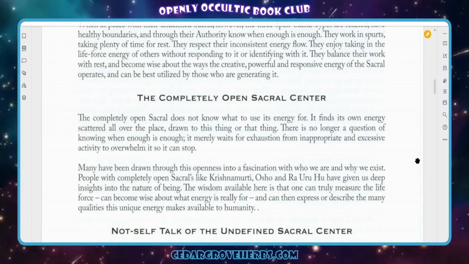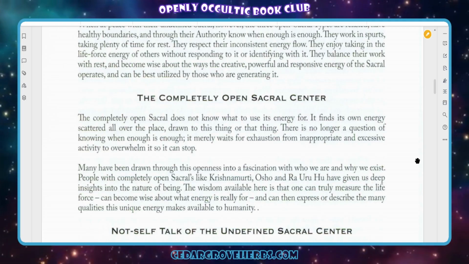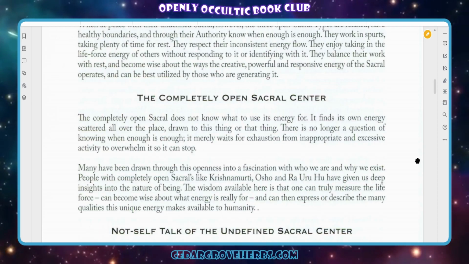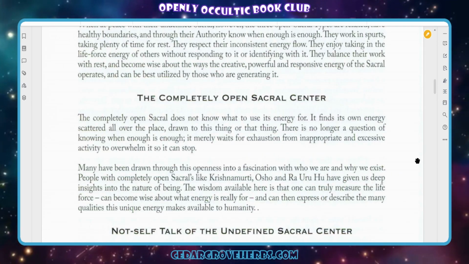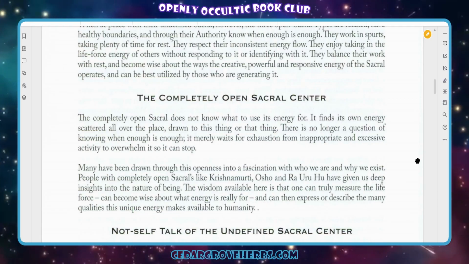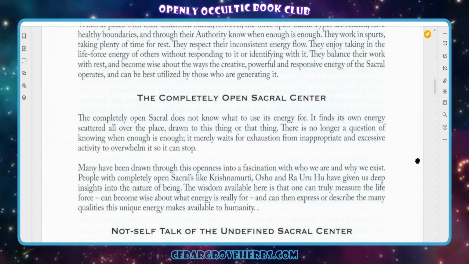The completely open sacral center. The completely open sacral does not know what to use its energy for. It finds its own energy scattered all over the place, drawn to this or that. There's no longer a question of knowing when enough is enough. It merely waits for exhaustion from inappropriate and excessive activity to overwhelm it so it can stop.